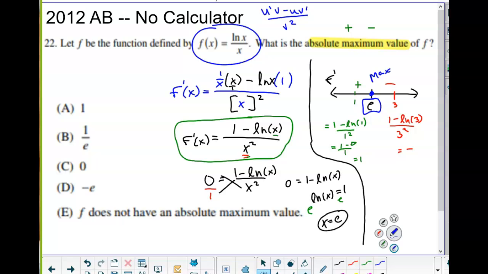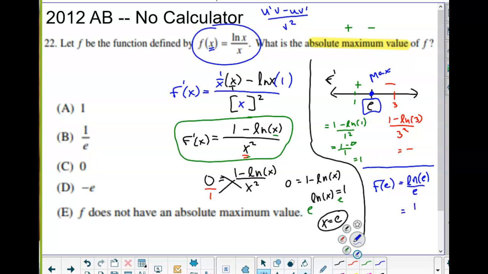But it doesn't tell us what the maximum is. It tells us where it occurs. So what do we need to do now? Let's figure out what it is. What is the maximum? Go back to the original function. We know where it occurs. Now we just have to evaluate. What's the natural log of e? Should be 1. Natural log and e reduce each other out, so you're left with whatever exponent is there. And then 1 over e.